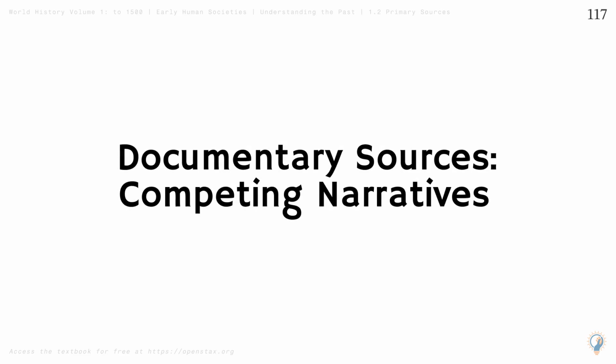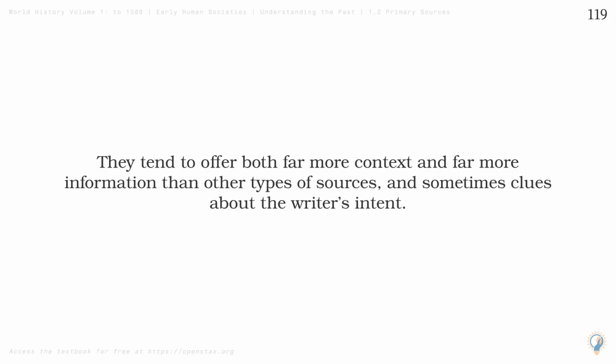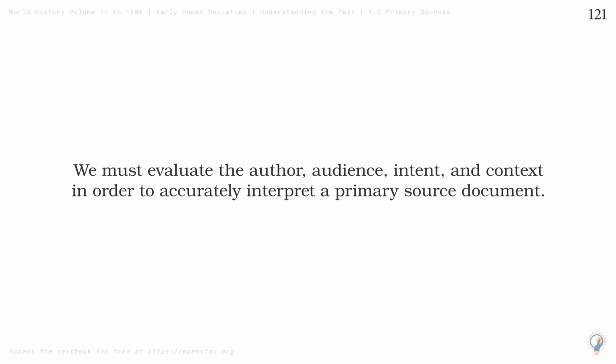Documentary sources, competing narratives. Textual or written primary sources are considered the best possible resource for historians. They tend to offer both far more context and far more information than other types of sources, and sometimes clues about the writer's intent. But even they must be approached with method and scrutiny. We must evaluate the author, audience, intent, and context in order to accurately interpret a primary source document.